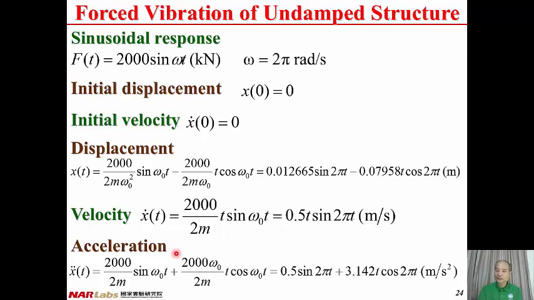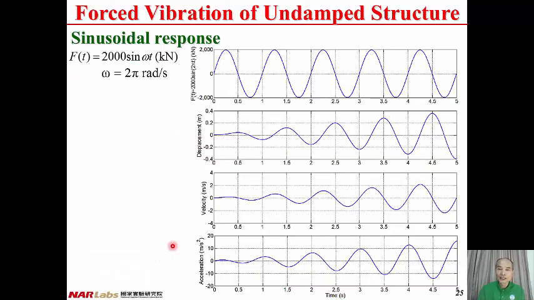Similar observation from the acceleration. In the first term, the amplitude is a constant. But in the second term, the amplitude is a function of time. It increases linearly with time. And the frequency of vibration is 2 pi radian per second, because the excitation frequency is the same as the structural frequency. Therefore, for the displacement, velocity, or acceleration, there's only one frequency.